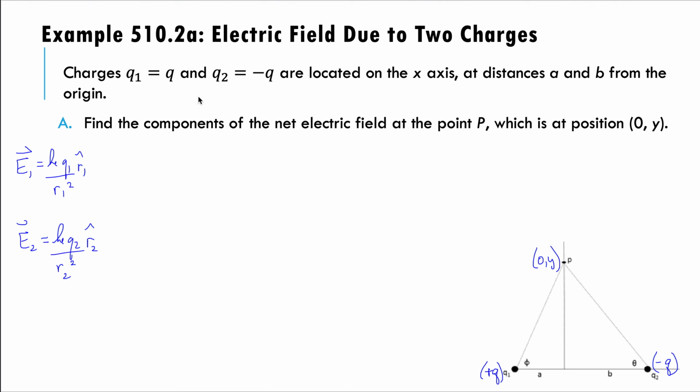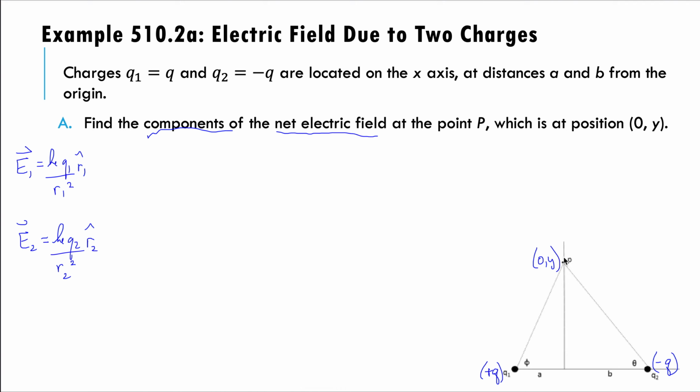In this case, we have a charge Q1 that is equal to Q and a charge Q2 that's equal to negative Q. I've labeled them here below, and their distances A and B from the origin. There's a point P over here at point 0, y, and this is the point at which we're trying to find the components of the net electric field. So let's see what's going on.